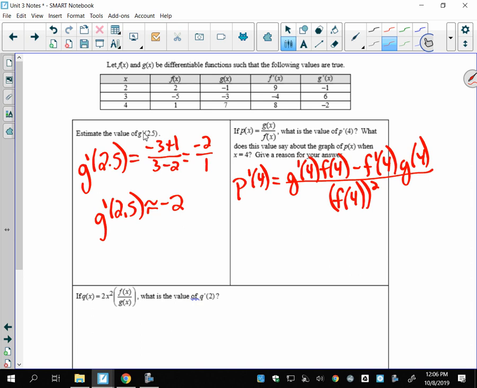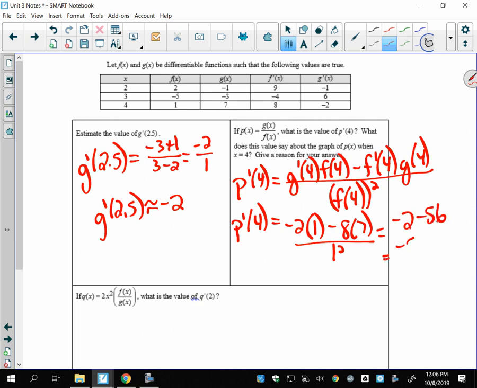And then I just use the table. So p prime of 4: g prime of 4 is -2, f of 4 is 1, f prime of 4 is 8, g of 4 is 7, all over f of 4, which is 1 squared. So I think I get -2 minus 56 over 1, or -58.